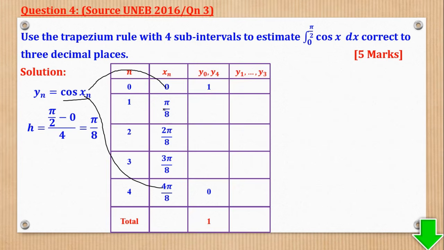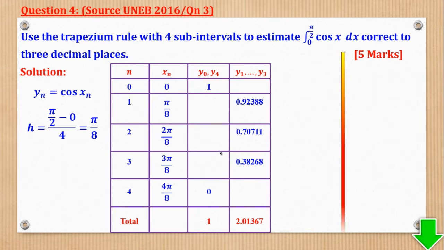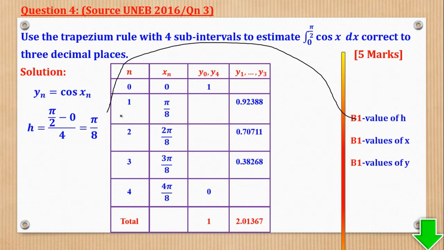So substitute this one here to come up with that, substitute this one here to come up with that, substitute this one here to come up with that. I think you realize that we are using 5 decimal places because the accuracy wanted 3. So next is to add all these values to come up with that. So B1 for the value of h, B1 for the values of x, B1 for both columns of y.